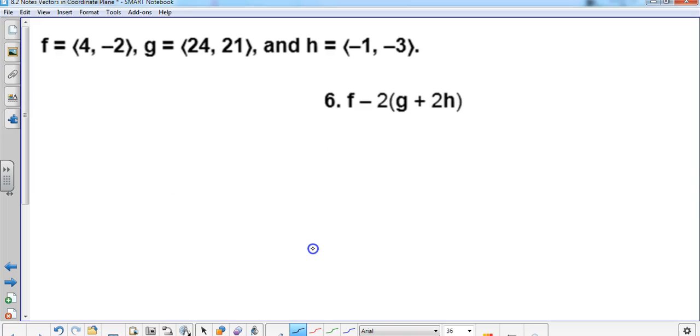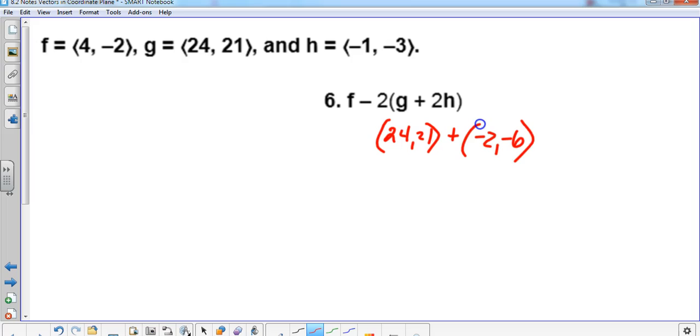All right. I didn't assign as many as they did in the book of these. They did some crazy business. Like this one says, add G plus 2H, then take 2 times that, and then subtract it from F. Okay. If we start in the parenthesis, 24, 21, plus 2h, which would be negative 2, negative 6. What do we get in there? 22, 15. Everybody okay? Then there's a 2 in front of that, so that would be 44, 30.